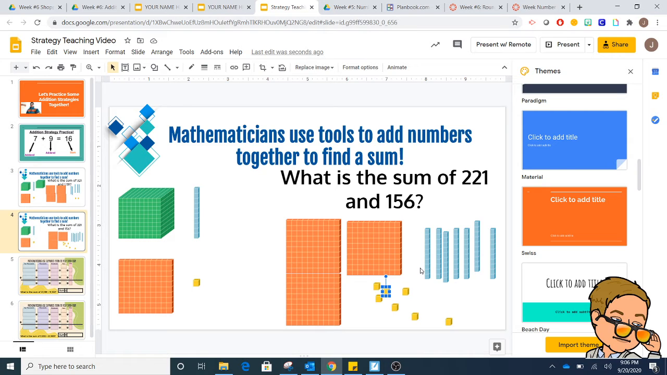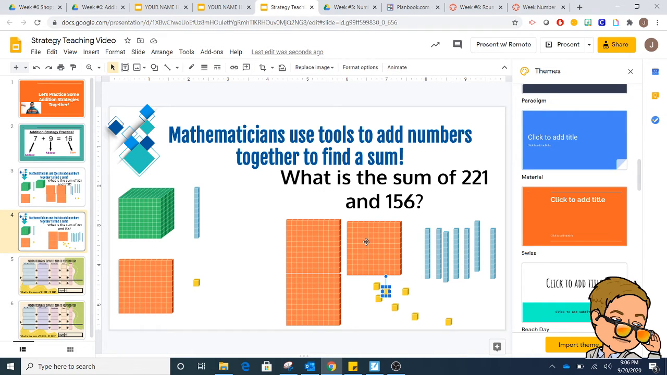Now I'm going to add all of these together to get my sum. 300, 10, 20, 30, 40, 50, 60, 70, 7. So if you got the answer of 377, you are correct.